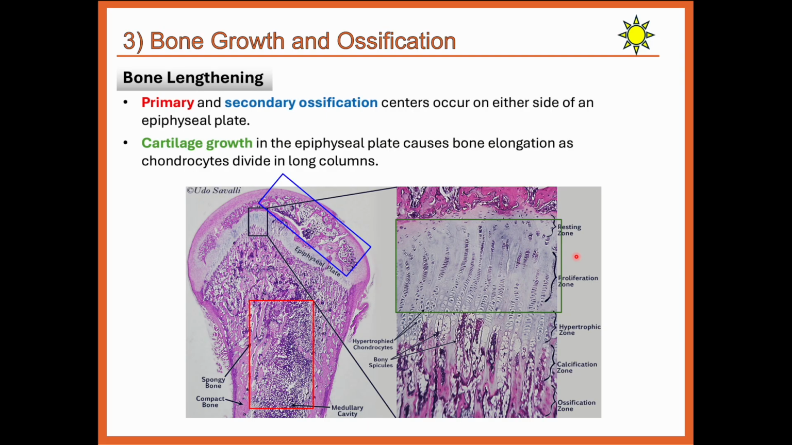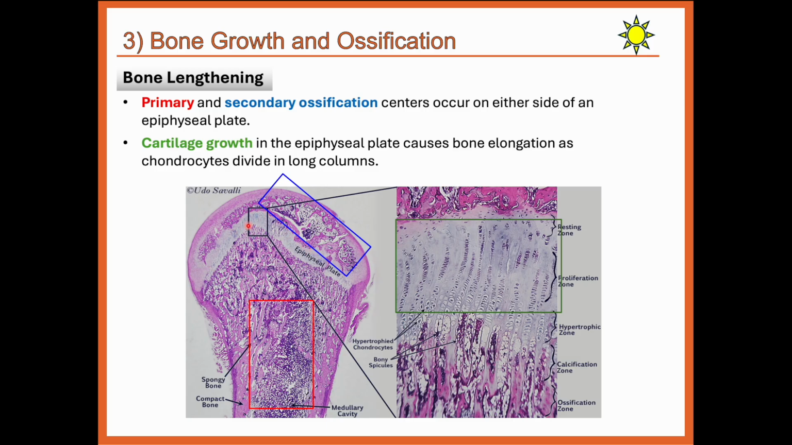So let me go through this in a better picture. Over here, this is called the primary ossification center. It's full of bone. You see some compact bone on the ends, some spongy bone in the middle, right? This is the secondary ossification center. You see here in blue, this is bone. You see little specks of bone, right? And they're on each of the sides of this epiphyseal plate.